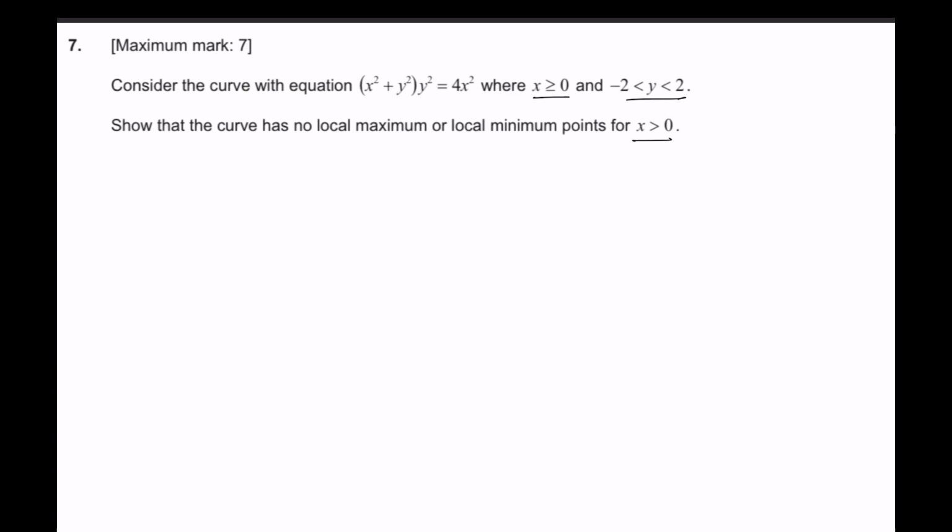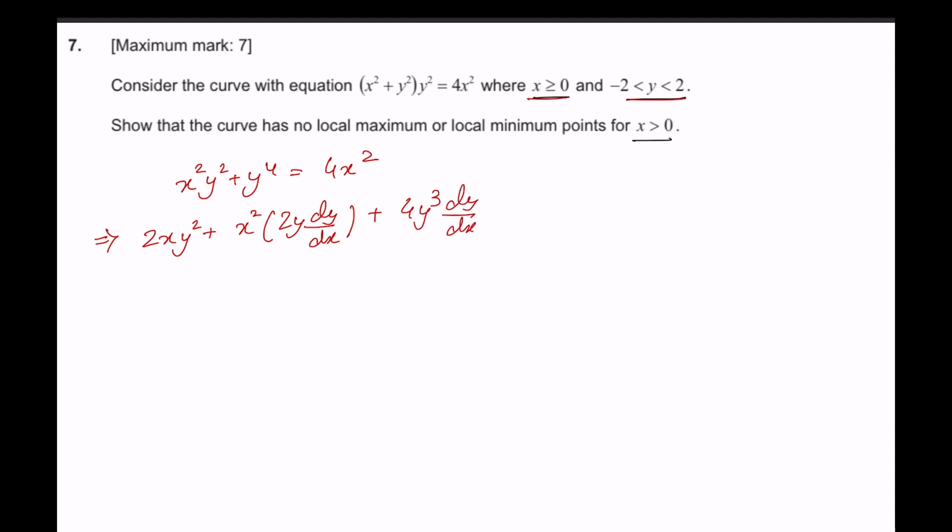Now in question 7, we have a curve (x squared plus y squared) times y squared equals 4x squared. The domain and range are given: x is greater than or equal to 0 and y is between -2 and 2. Show that the curve has no local maxima or local minima points for x greater than 0. So we can just start by opening the brackets. Now we can differentiate both sides. It will be 2x y squared plus the differentiation of y squared, which is 2y dy by dx. The differentiation of y to the power 4 will be 4y cubed dy by dx, equals the differentiation of 4x squared, which is 8x.